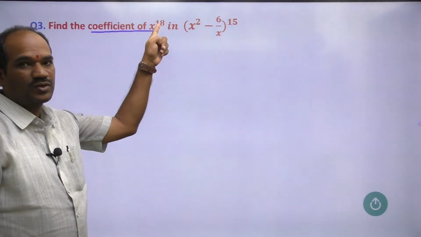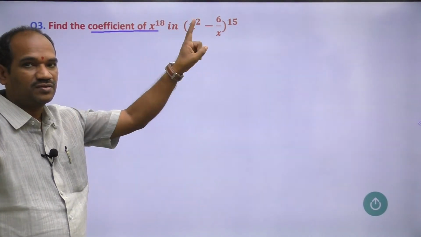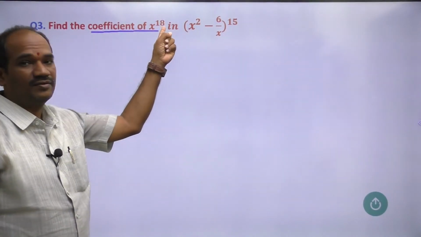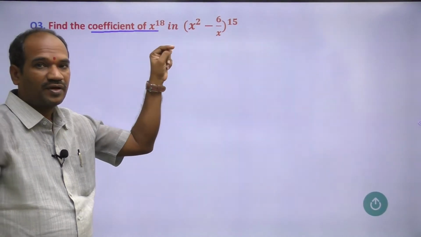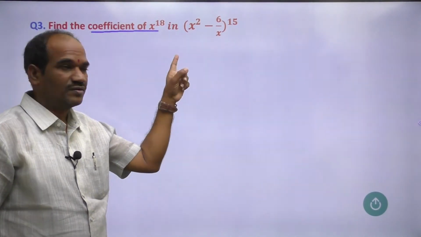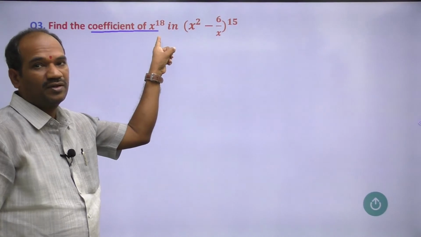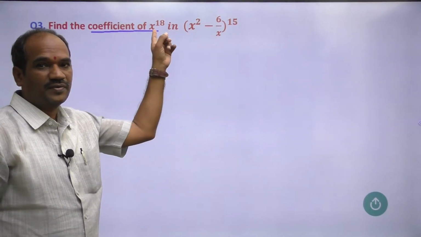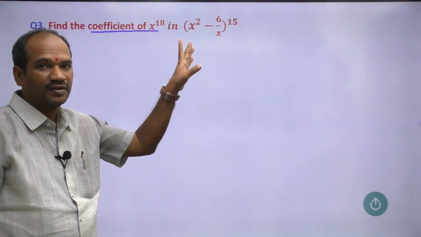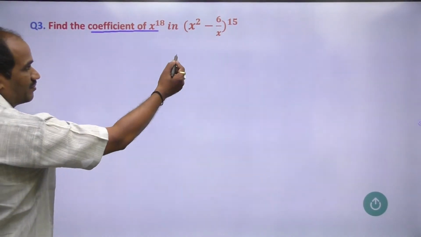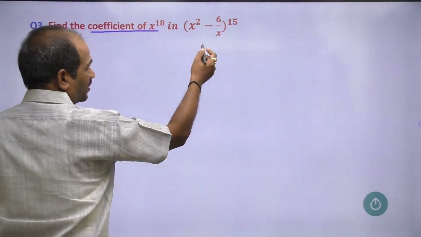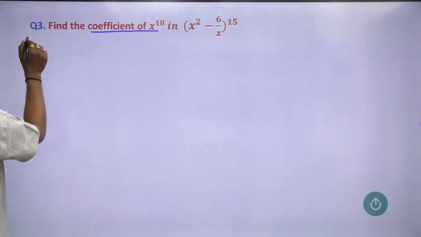Okay, so for the independent term, we equate the power of x is equal to 0. See here, x power 18, so here equate the power of x is equal to 18. Here 11 is given, power is equal to 11. Here 5 is given, power is equal to 5. First, same here: x plus a whole power n. So first write the general term.